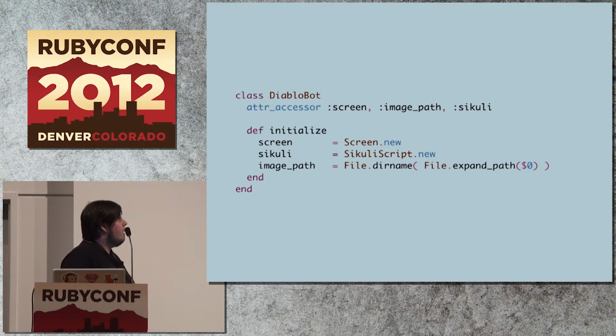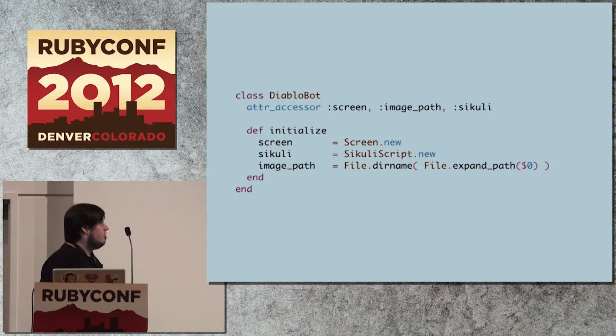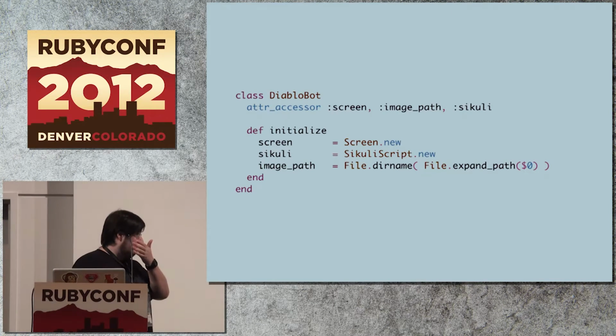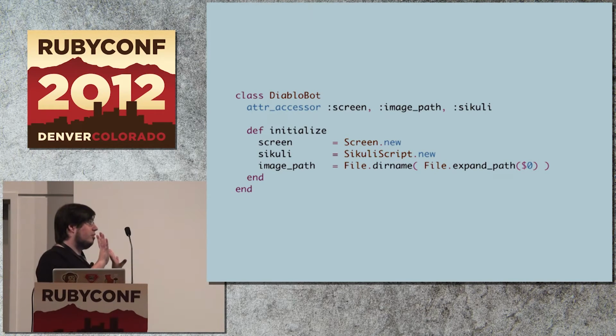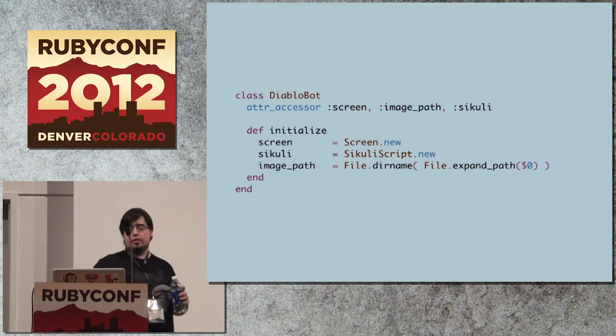Besides that, that's the basic Diablo bot class. It's really simple. It just initializes a screen object, a Sikuli object, and I have this image path helper that will make it easier for us to find the images on the go. And that's the basic bot. It's the basic thing you can get.